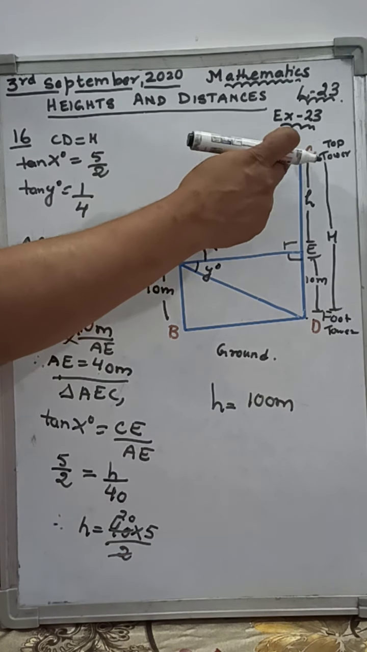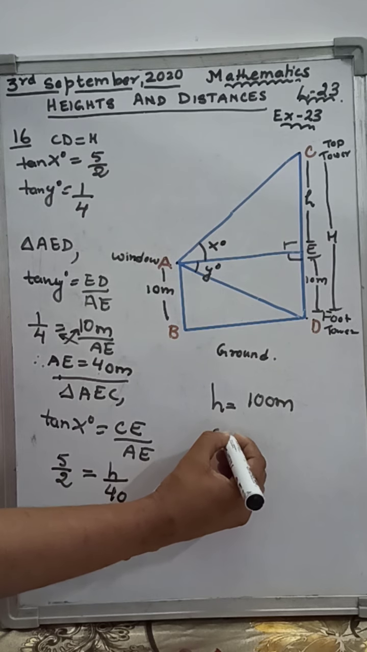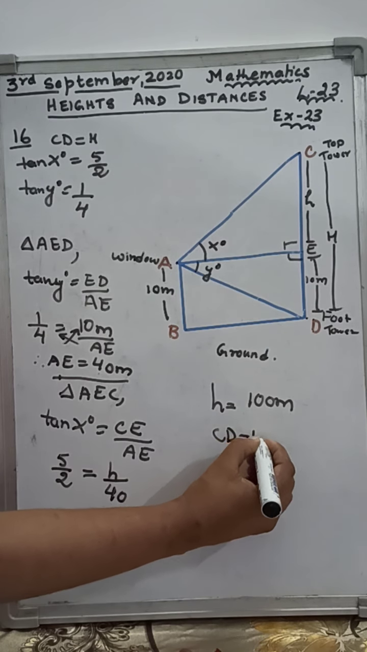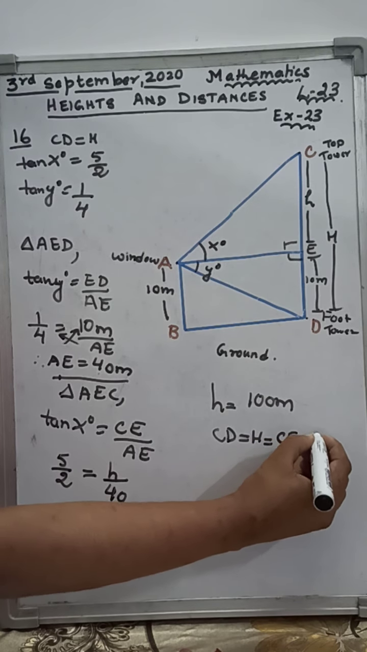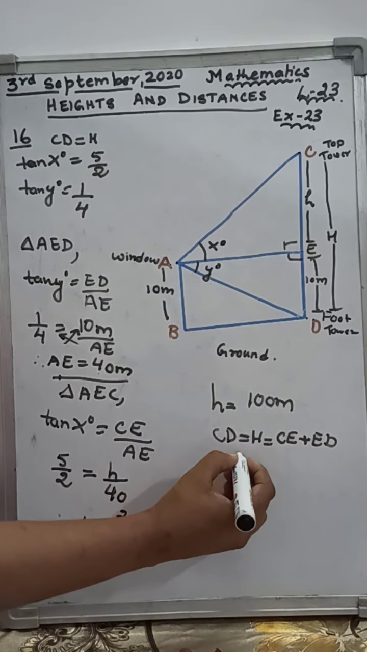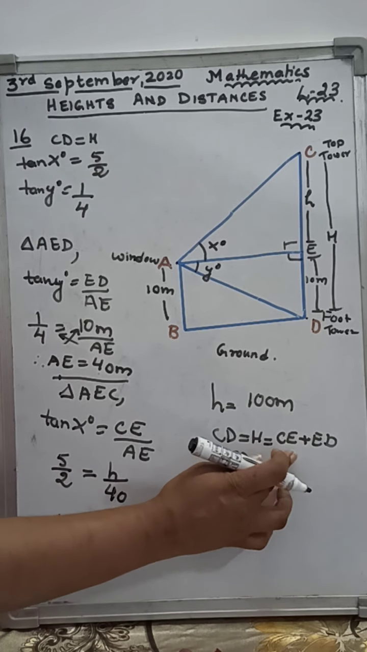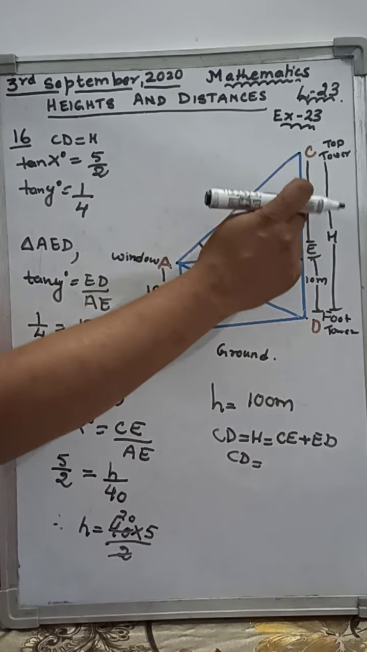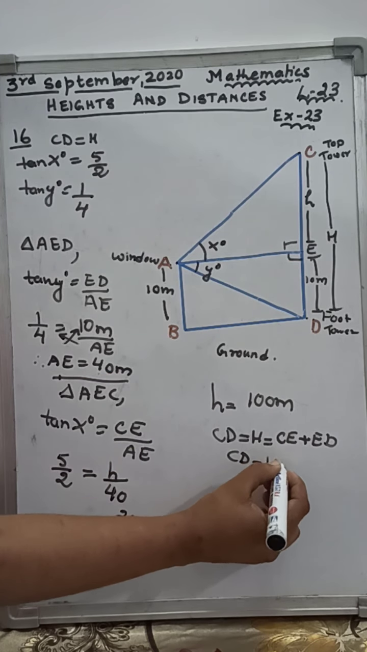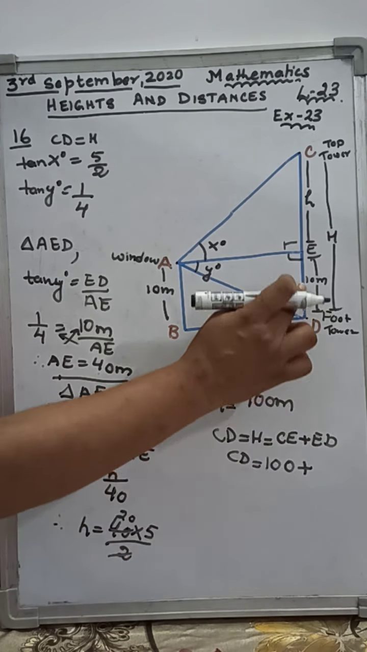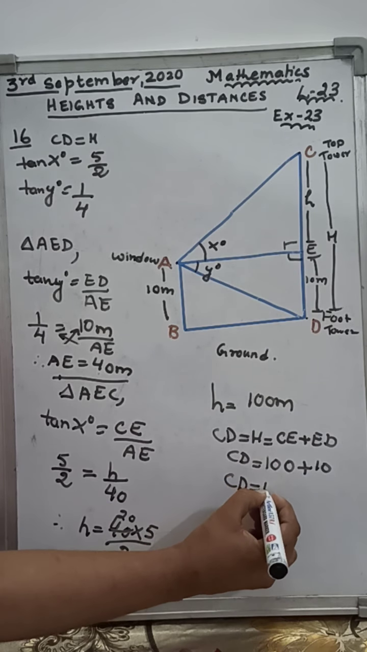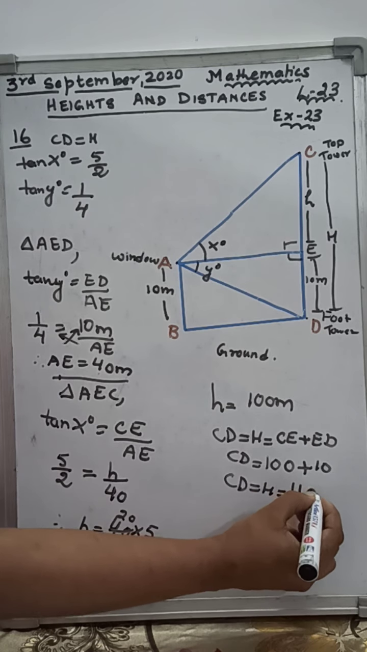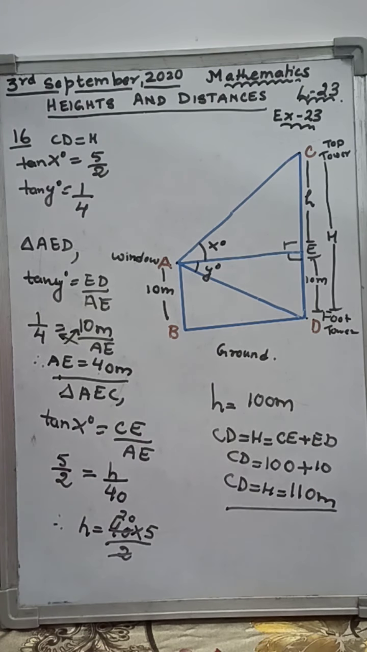Now what we have to find? We have to find CD. That is capital H is equal to CE plus ED. What is CE? That is small h. Small h is 100 meter plus ED is 10 meter. So your CD or capital H is coming out to be 110 meter. So this is the answer of question number 16.